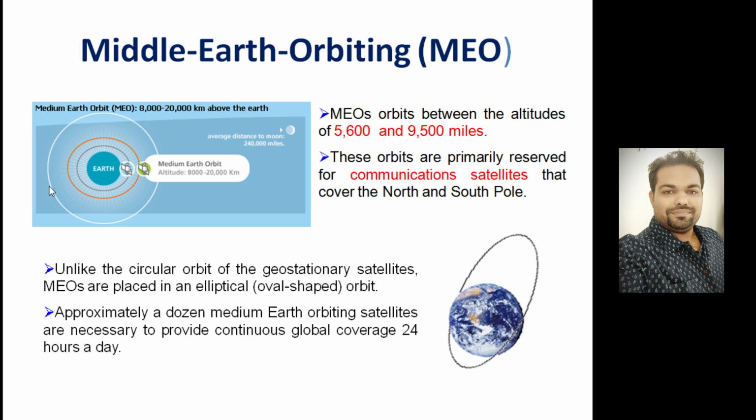Unlike the circular orbit, like geosynchronous or geostationary satellites, where the geostationary orbit looks circular, MEO looks slightly elliptical, or oval in shape. Approximately a dozen medium Earth orbit satellites are necessary to provide continuous global coverage of 24 hours. This is another big disadvantage for middle Earth orbit. More satellites are needed to provide continuous coverage 24 hours a day.